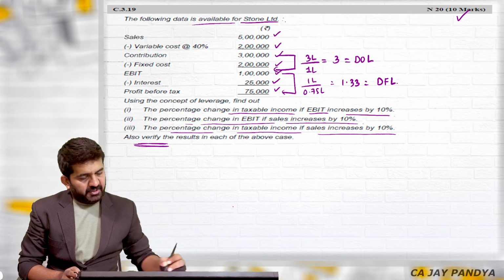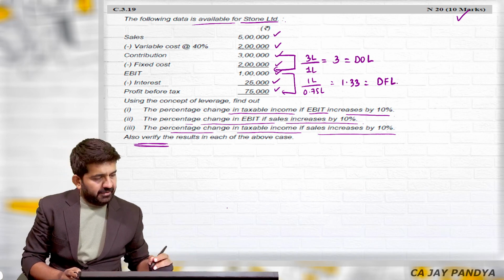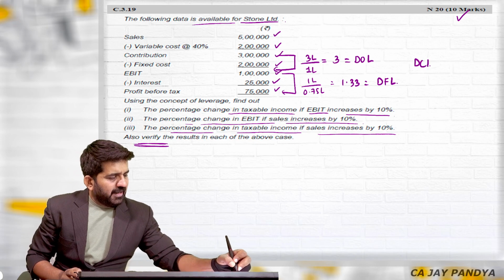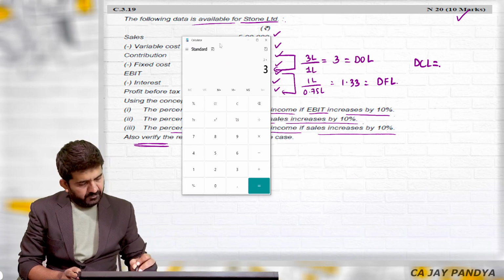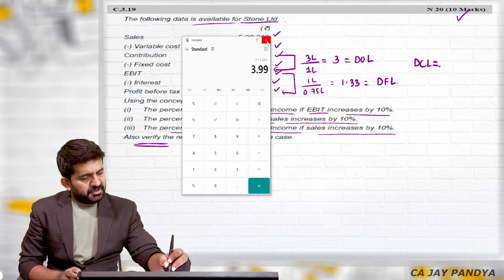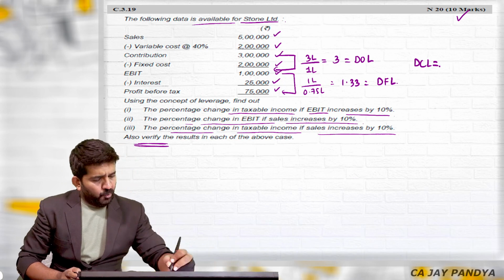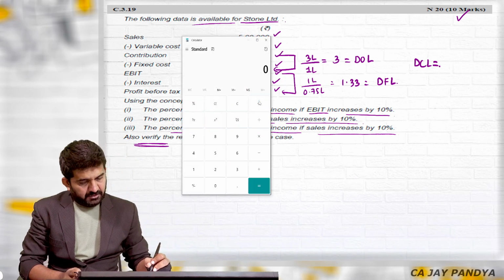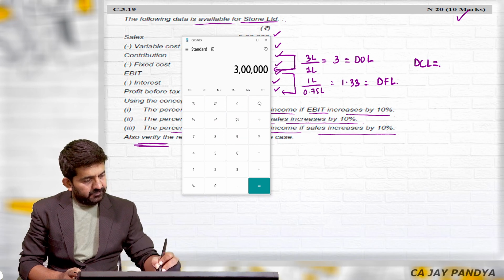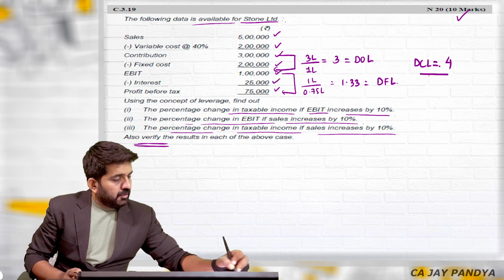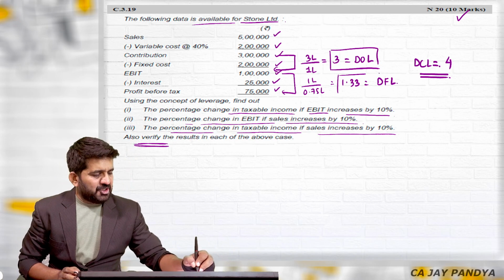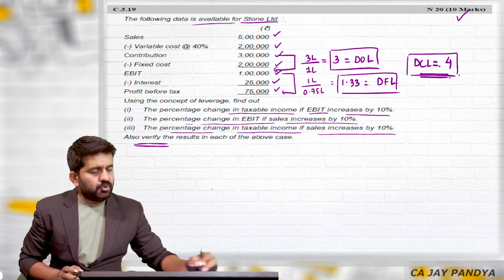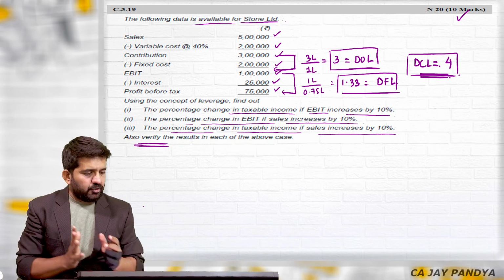Degree of financial leverage is EBIT divided by EBT. Degree of combined leverage will be 3 multiplied by 1.33, which is 3.99, or 4. We can do this as 3 lakh divided by 75,000. Degree of combined leverage is 4. We have got all three leverages. In examination, you will have to present it properly. Write down all the three formulas and find out all three answers.